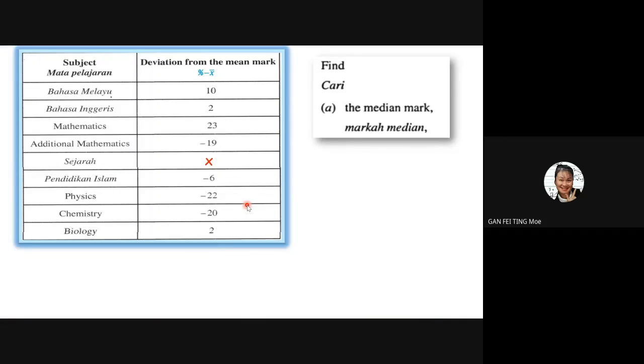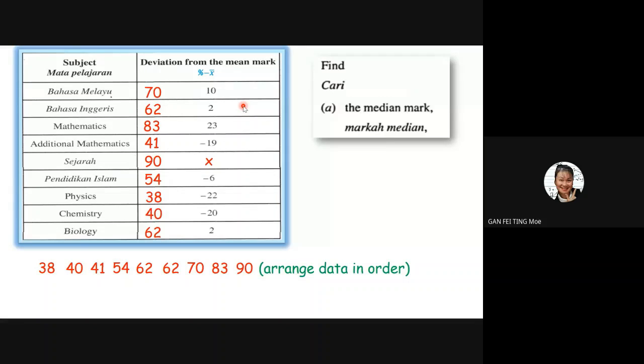Okay, dah dapat yang ini. Now let's go to this question. It says that looking for the median. So in order to look for the median, remember you have to arrange your data either in descending or ascending. Okay, since I have my marks here, I'm going to use my marks. You may use your deviation as well. It's not a problem. Okay, so here I have my 38. I arrange it accordingly. Arrange the data in order, either descending or ascending. 2, 4, 6, 8, 9. So may I know what's your median? Your answer, please.